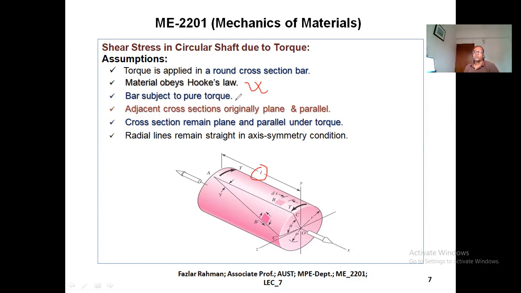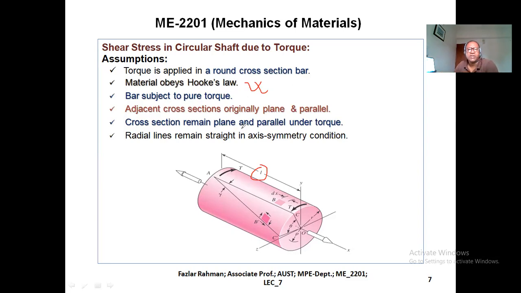What does pure torque mean? That means no other force is working here. Only torque is working here. And adjacent cross sections are originally plane and parallel. That means all the cross sections of the shaft or bar are uniform, not tapered. Okay, that is what it is saying.